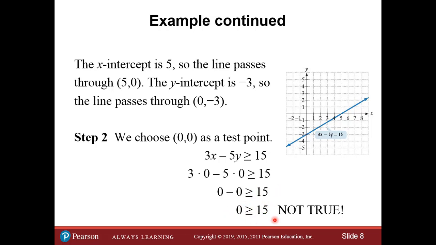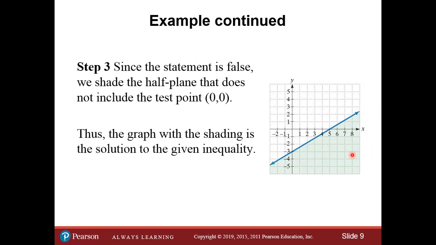That's false. So that means all the points on this side of the line are the solution. And all the points on this side of the line are not. So the solution set is going to be all of this shaded region. Okay? And so what we do is we shade in that side of the line. So this would be how we would graph the solution.